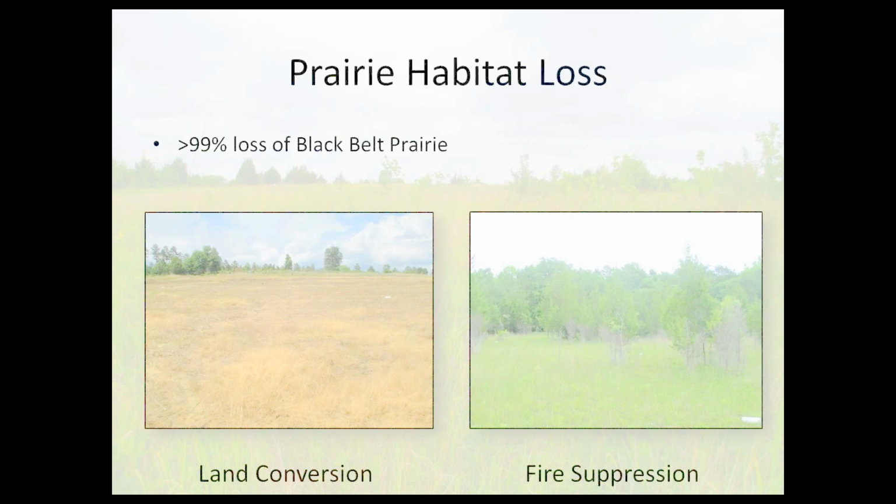We have lost greater than 99% of the native prairie habitat in the Black Belt region, just for example. It's mostly happened through land conversion to agriculture or pasture. It's also happened through fire suppression, where red cedar and other tree species have invaded and taken over these habitats so that they're no longer suitable for grassland associated wildlife species.